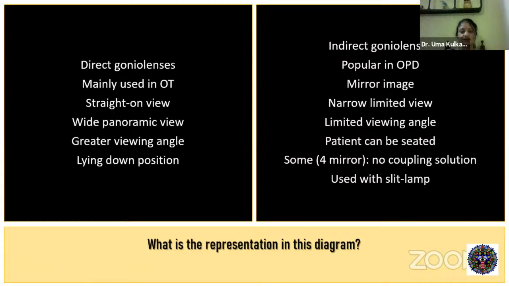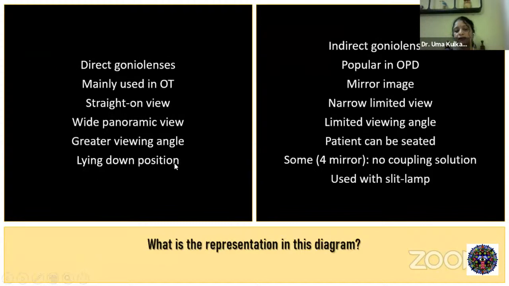So I think this is one of the last slides. These are the differences between direct and indirect gonio lenses. Direct is mainly used in the OT, a straight-on view, wide, without any slit lamp. It gives a wider panoramic view, and it has a greater viewing angle because you see a larger area at one time. The patient needs to be in a lying down position.